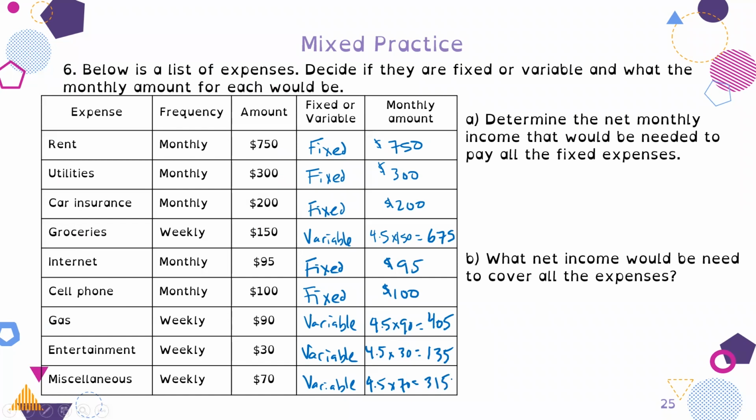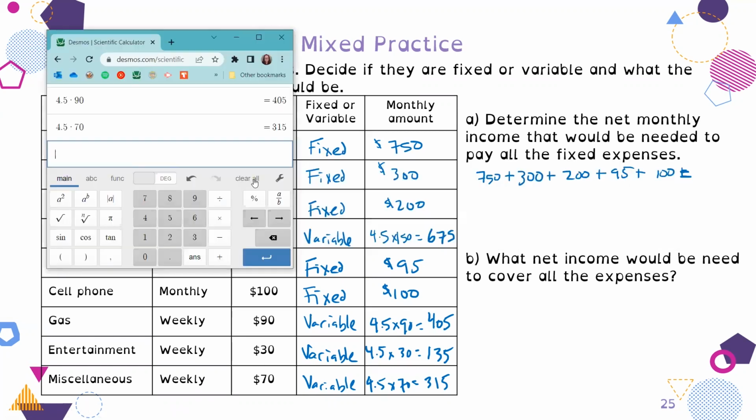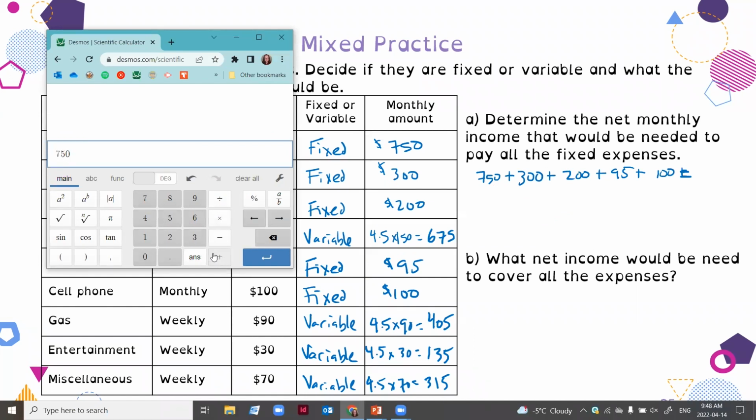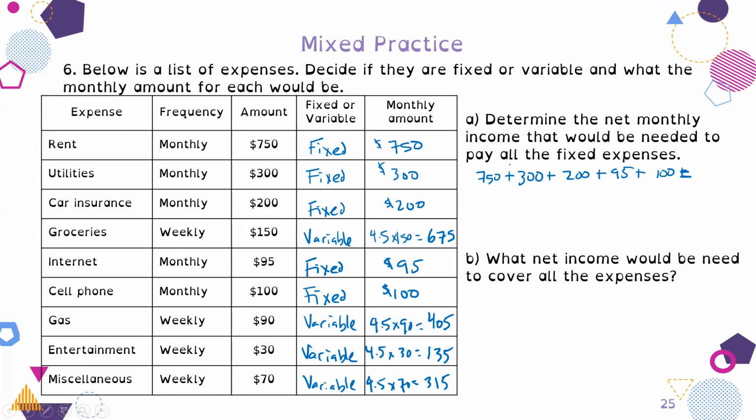Okay, so part A: determine the net monthly income that would be needed to pay all the fixed expenses. So basically, how much are all your fixed expenses? We have rent, $750, plus utilities, $300, plus car insurance, $200, plus internet, $95, plus cell phone, $100. That's the last one. So add them all together. Writing them down means you have already figured out which ones are the fixed costs and organized them, but you can do what makes most sense for you. So that's $1,445. You'd have to take home at least $1,445 to cover all of your fixed expenses every month.